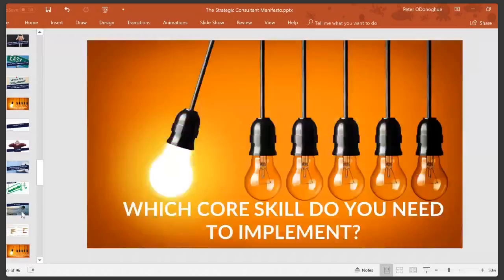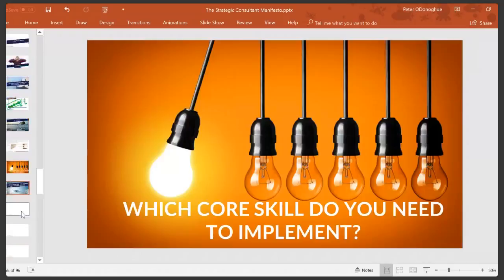So what I want you to do is, in the chat box, look, out of those core skills, what's critical for you to implement right now? Sales, systemization, specialization. Which one is critical for you right now?